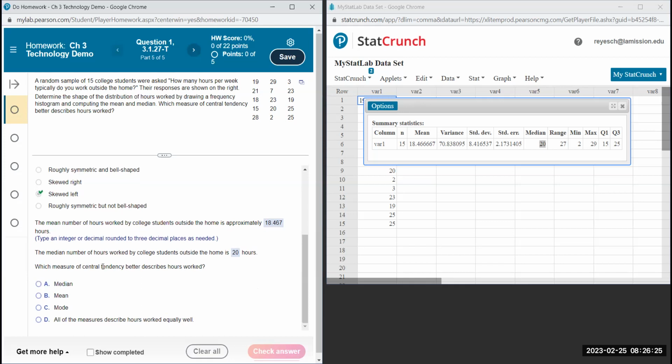What measure of central tendency better describes the work hours? Because it's skewed, what's going to be closer to the truth of the typical hours is going to be the 20, because this mean is being pulled off the center by that outlier. So the median. But if they were the same or similar or close enough, or the graph had been bell-shaped, then the mean would be okay to use, and in that case, we use the mean.